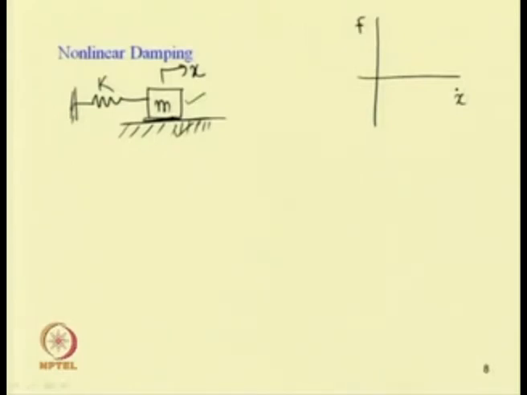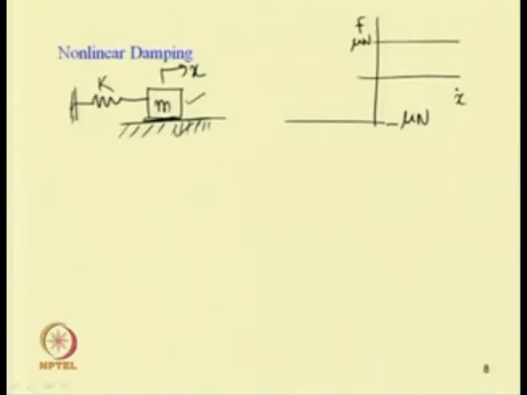This will be equal to plus mu N, and this is equal to minus mu N, where mu is the coefficient of friction between these two surfaces and N is the normal force. The normal force in this case will be equal to mg, where m is the mass of the system and g is the acceleration due to gravity. When the velocity is negative, the force becomes minus mu N, and when the velocity is positive, the force becomes mu N.